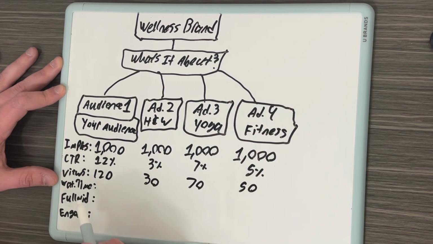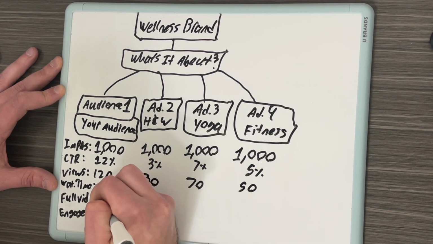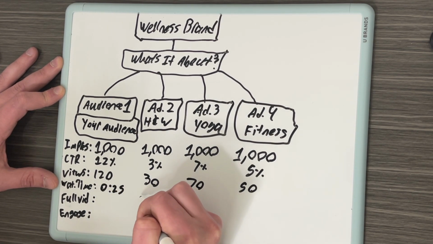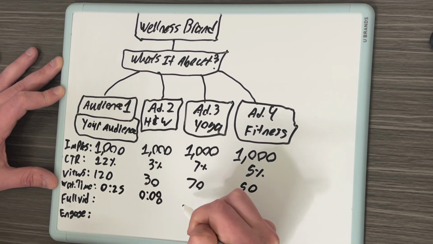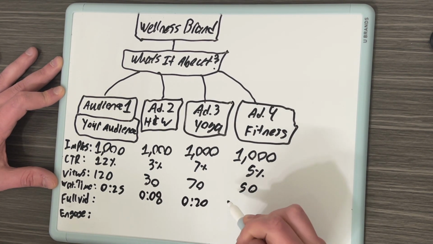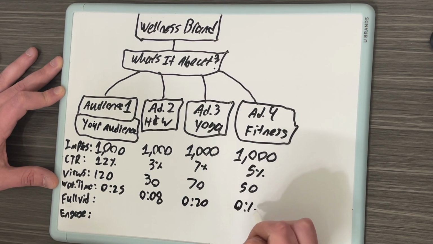And then what is the average watch time? We'll say the average watch time for this video is 25 seconds. For this one, it's 8 seconds. We'll pretend this is a short form content video. That is why these watch times are low. We'll say 20, and we'll just say 12 seconds here.